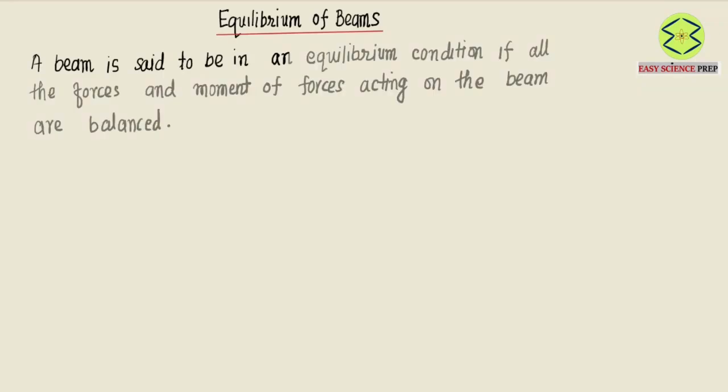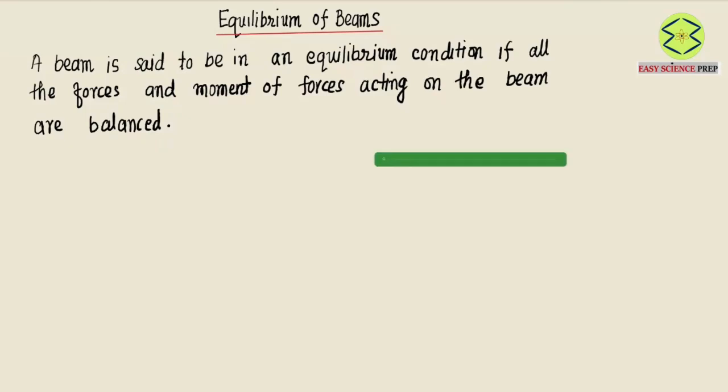So hi friends, today we are going to discuss the equilibrium condition of a beam. A beam is said to be in an equilibrium condition if all the forces and moments of forces acting on the beam are balanced. Let me show you one example of what exactly we mean by an equilibrium condition of a beam. Suppose we have beam AB.